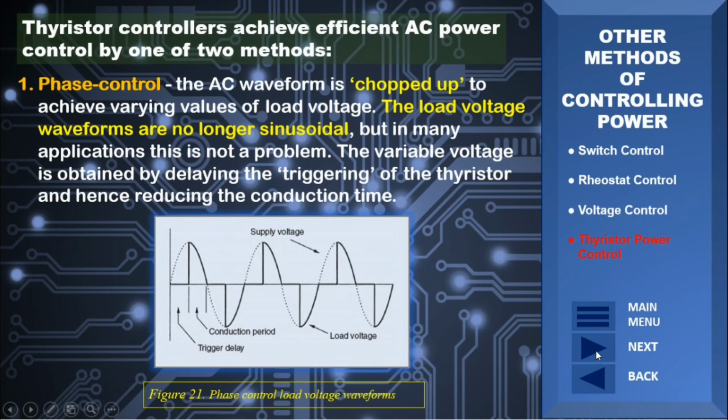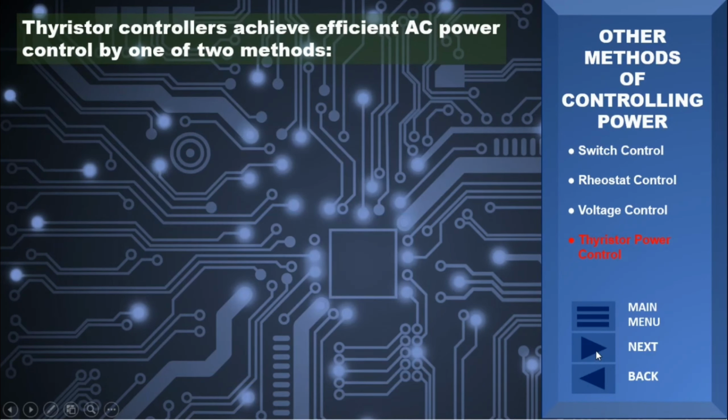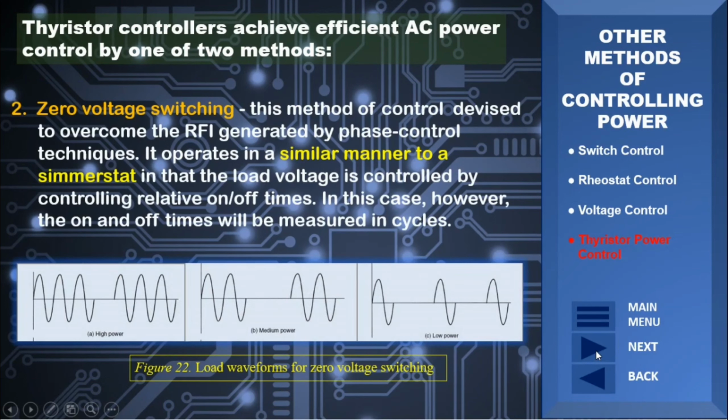The second method is zero voltage switching. This method of control is designed to overcome the RFI generated by phase control techniques. It operates in a similar manner to a thermostat in that load voltage is controlled by controlling relative on or off times. In this case, however, on and off times will be measured in cycles. For high power, the thyristor will be turned on for a large number of cycles, then it is off. The reverse applies for low power.